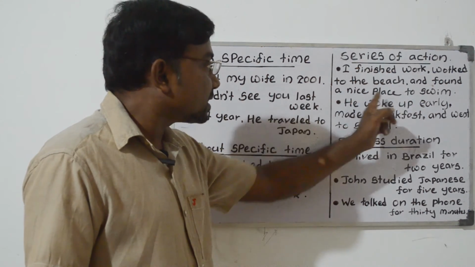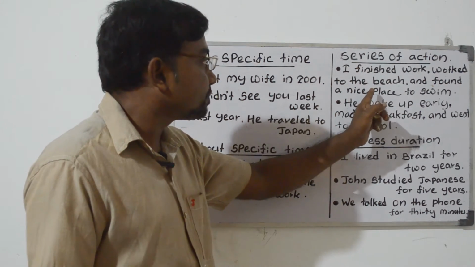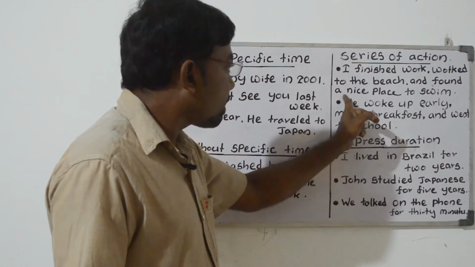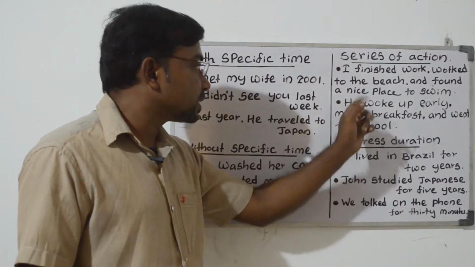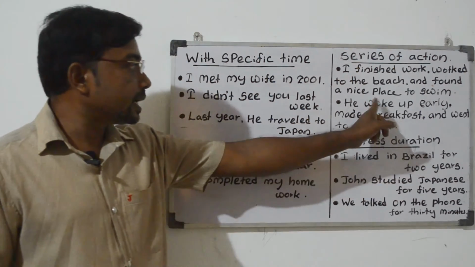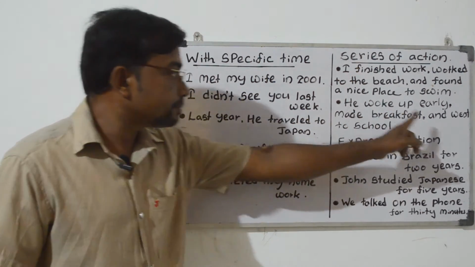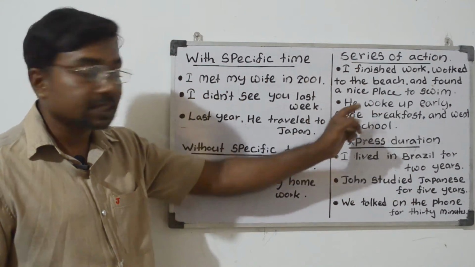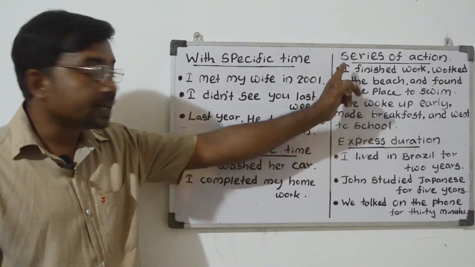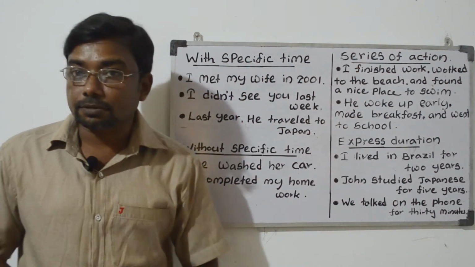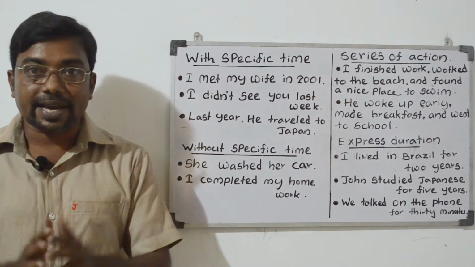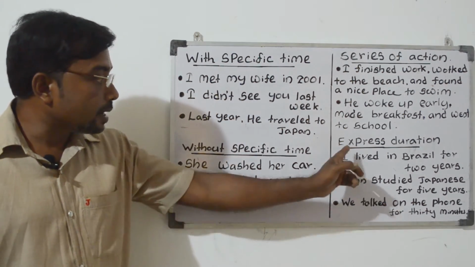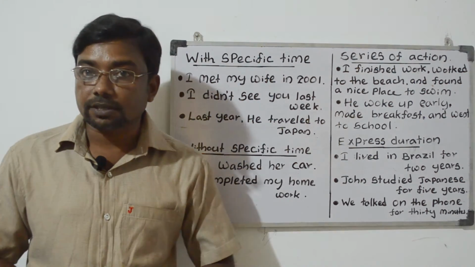Okay, here we can see three completed actions in the past. Finished work, walked to the beach, and found a nice place to swim. Okay, look at the second example. He woke up early, made breakfast, and went to school. Here also three completed actions in the past. Remember, again, we can use simple past tense to talk about series of actions that completed in the past. Okay, now let's talk about another different use of simple past tense.